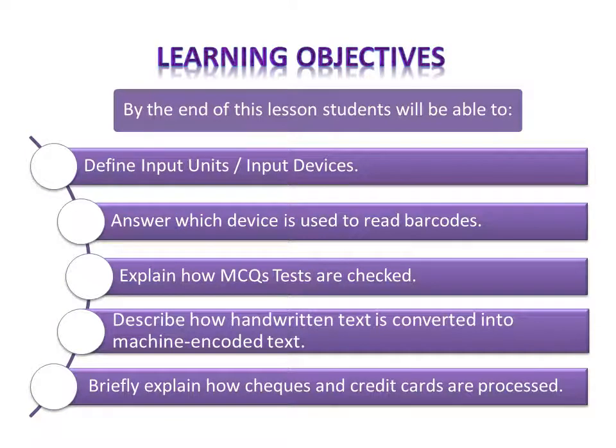The learning objectives are: by the end of this week, students will be able to define input units or input devices. Students will be able to answer which device is used to read barcodes, explain how MCQs, tests or bubble sheets are checked, describe how handwritten text is converted into machine encoded text, and briefly explain how checks and credit cards are processed.